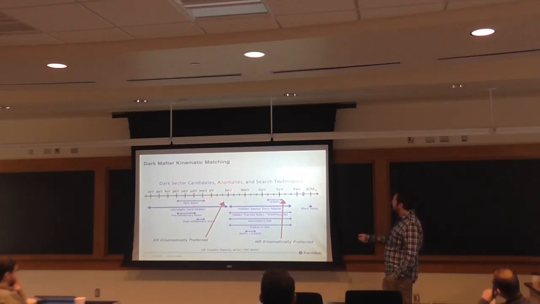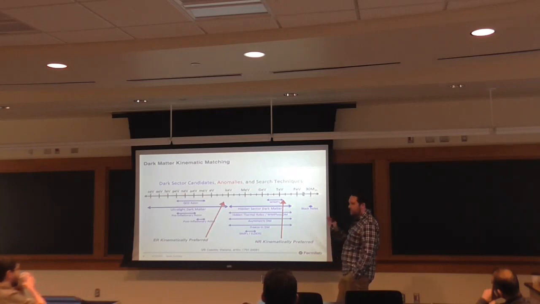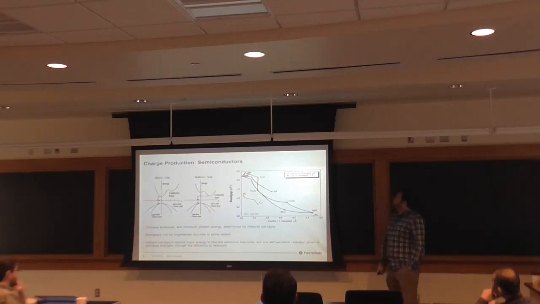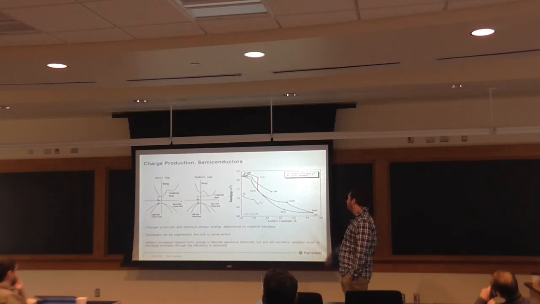So if we really want to get down to eV-scale masses, these are going to be the ER searches. And we can still get down to about an MeV, as I'll explain a little bit, with nuclear recoil, but it's not quite as clear a picture as it was.